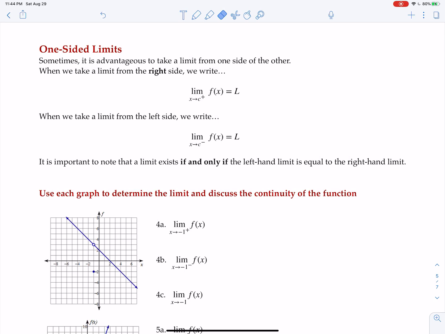This video is a little bit different. We're going to be talking about these things called one-sided limits. Sometimes it is advantageous to take a limit just from the left side or just from the right side, and I'm going to show you a few examples where that might be the case.